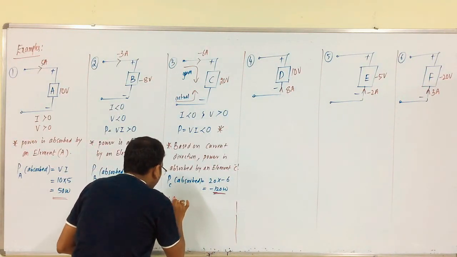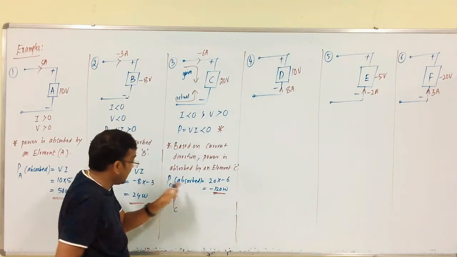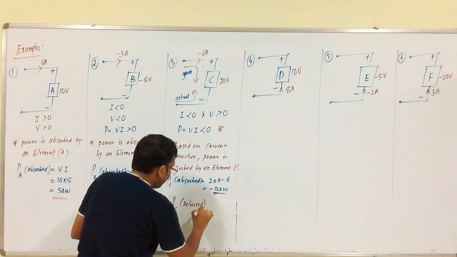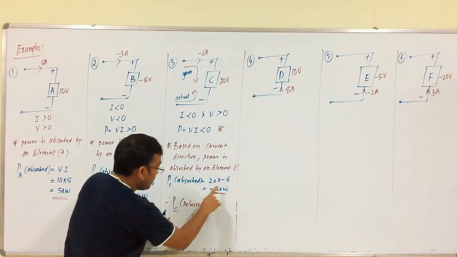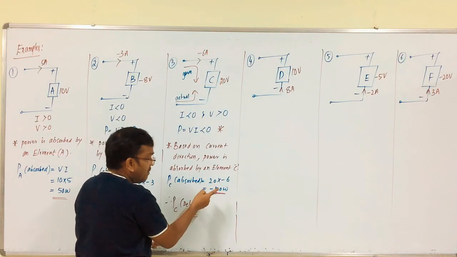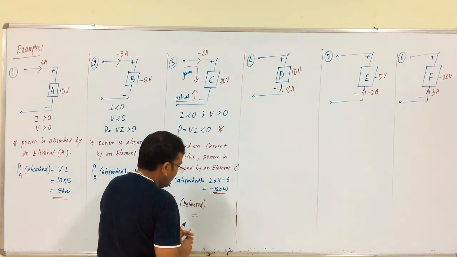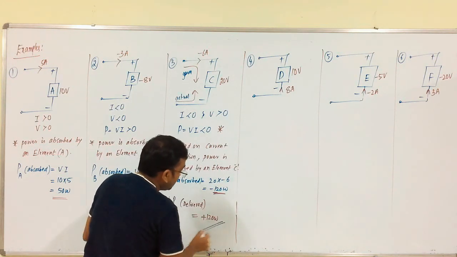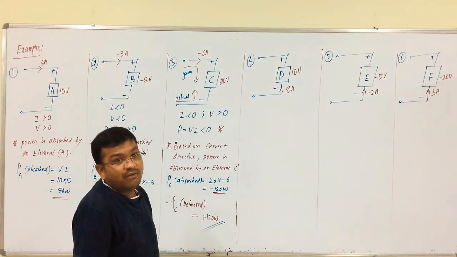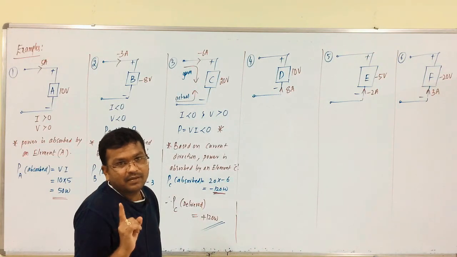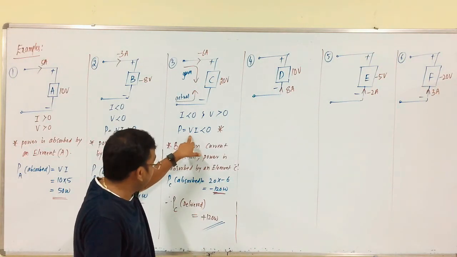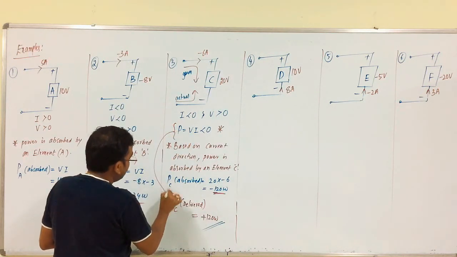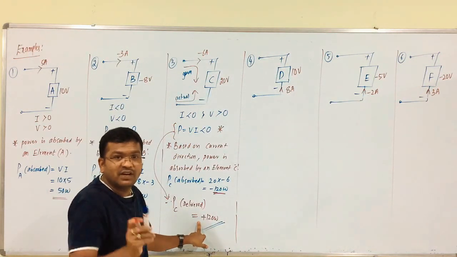Therefore, what is the power which is delivered by this element? Equals minus 120, which is nothing but the power absorbed by an element C. Therefore, plus 120 watts is the power which is delivered by an element C. Now, we have a clear idea. So, based upon this assumption, the power is delivered. Power is delivered, clear, no? Positive power, plus 120.